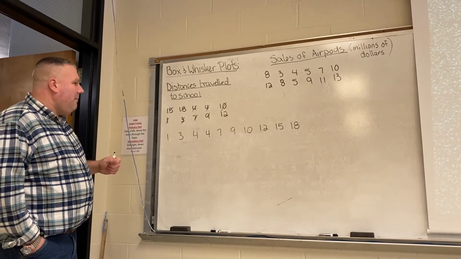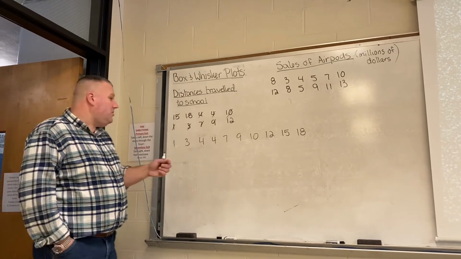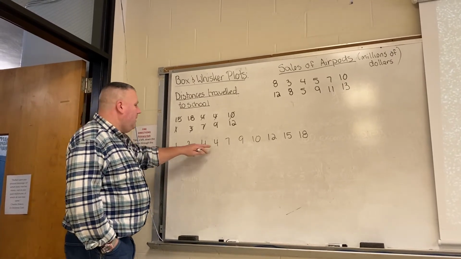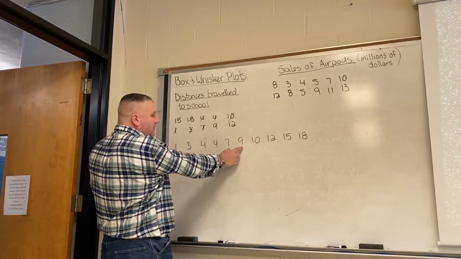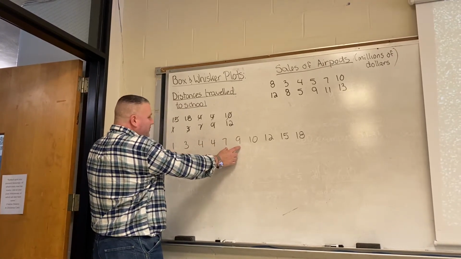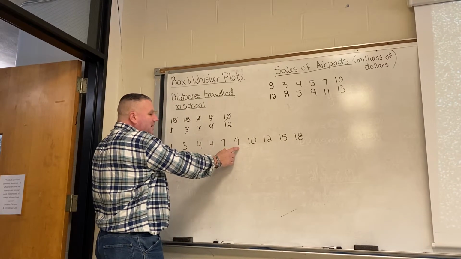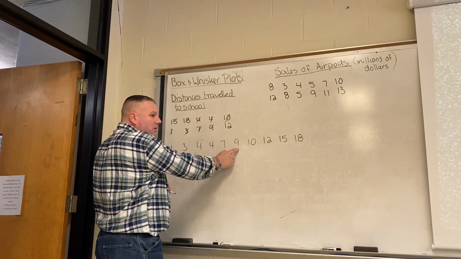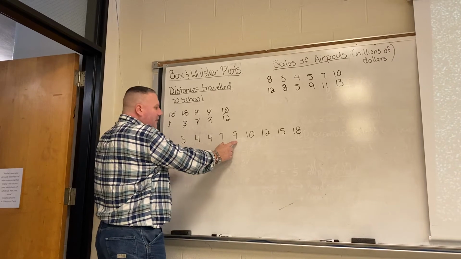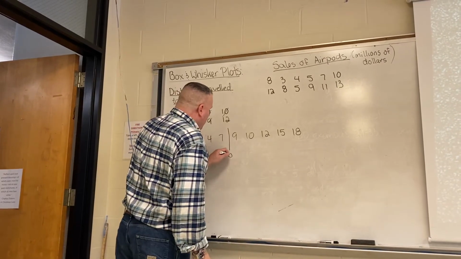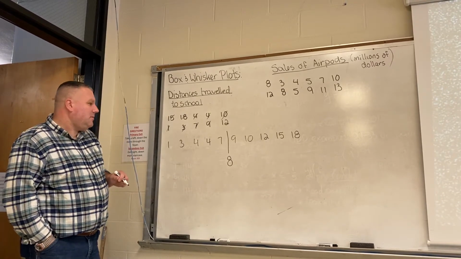Now we need to find that middle number. Since there are an even amount of numbers, we're going to have to take the average of the 2. So we have 1, 2, 3, 4, 5, 6. If I look at these 2 numbers here, I have 4 numbers to the left, and I have 4 numbers to the right. Remember it is the average of the 2 middle numbers. So 7 and 9 is 16 divided by 2. Our median is 8 for our whole set of numbers.